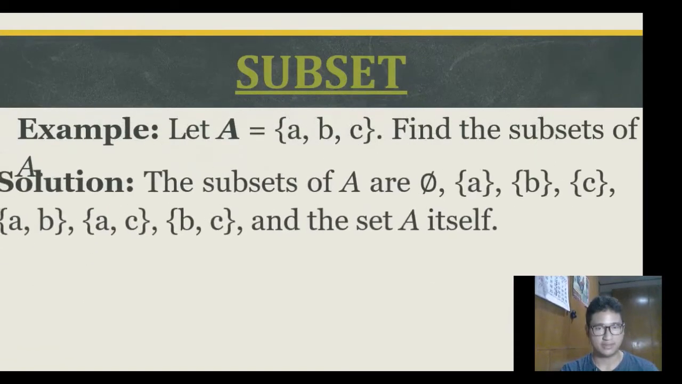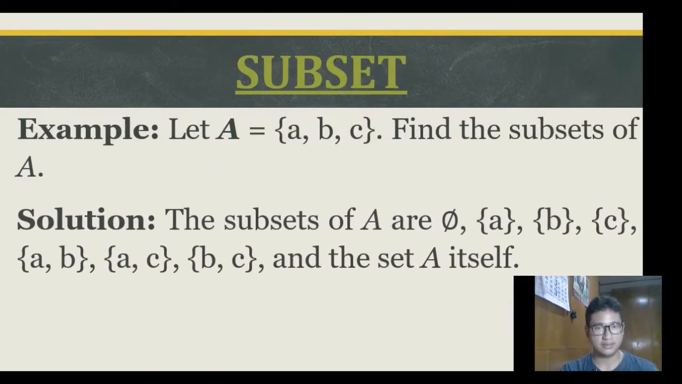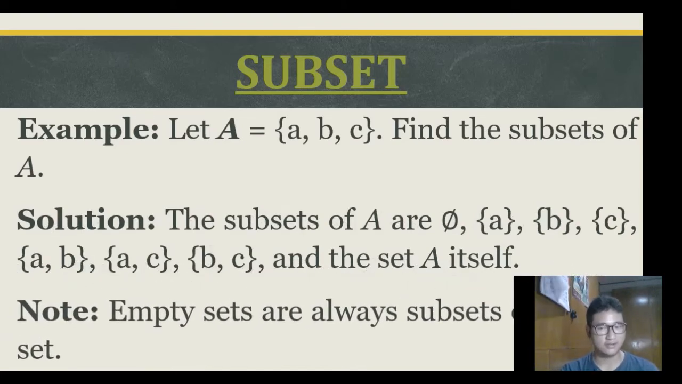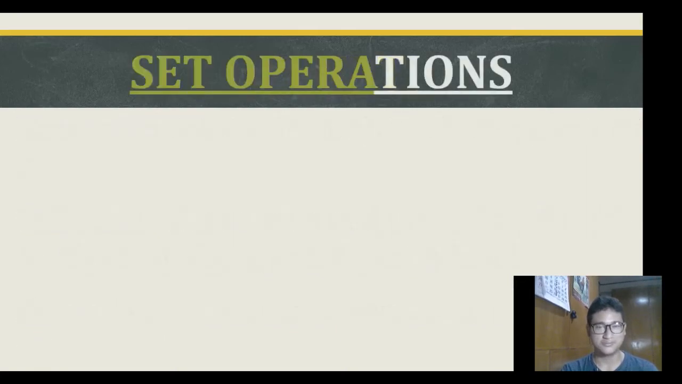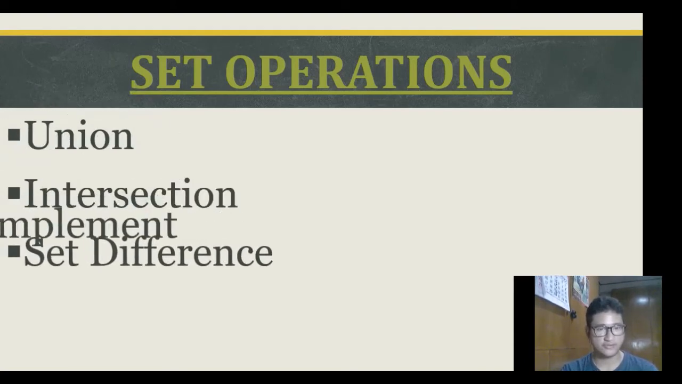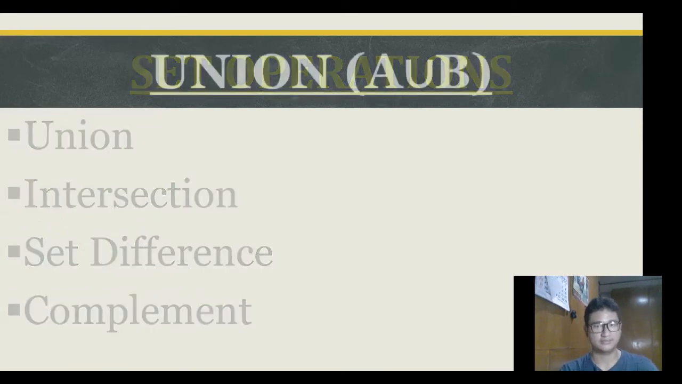So we have an example here. Let set A contain the elements A, B, and C. The subsets are as follows. And take note, empty sets are always subsets of each set or any given set. We have set operations, we have union, intersection, set difference, and complement.